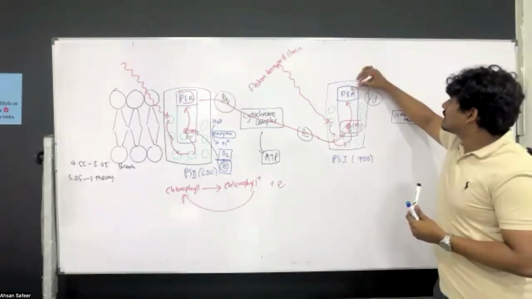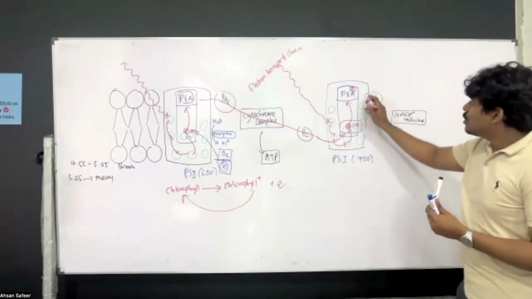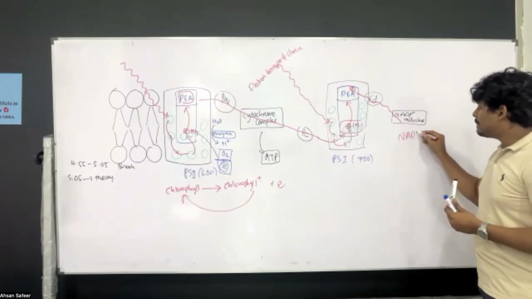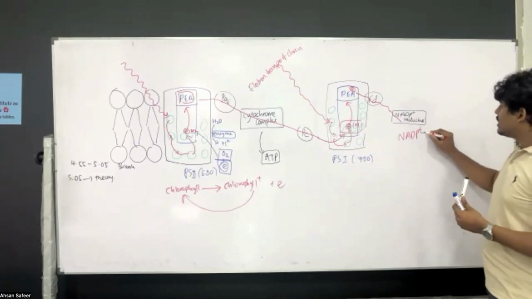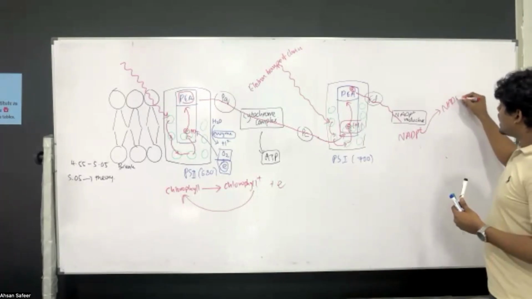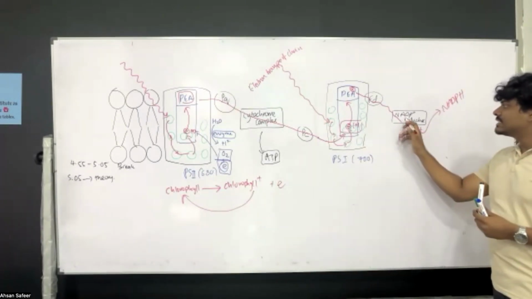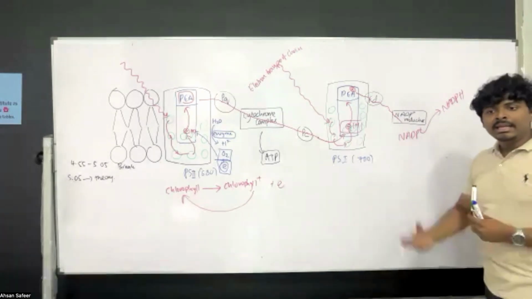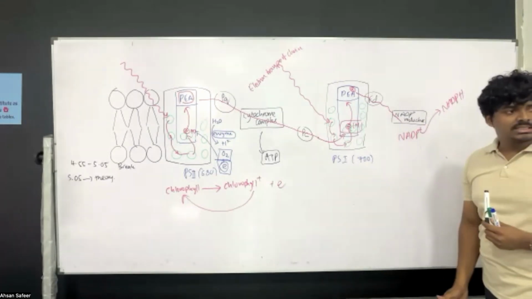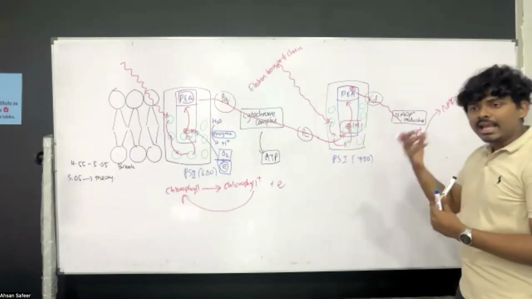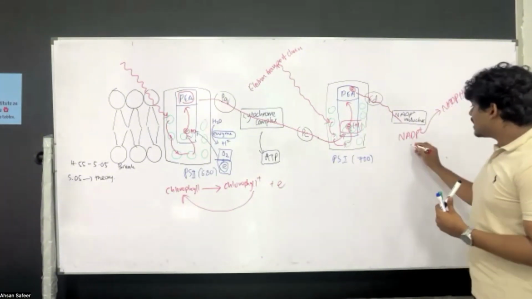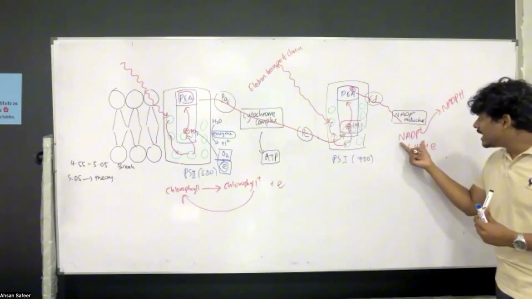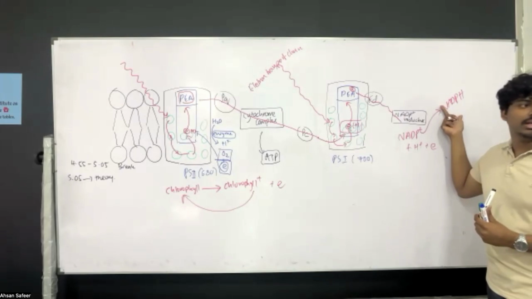Now this electron that is here will go through another electron transport chain and cause NADP plus that is present to be converted to NADPH. That is why it says NADP plus reductase. What does that mean? It is reducing NADP plus. So what is reduction? Gaining of electrons. So NADP plus will gain H plus and electrons. So when this happens, this NADP plus will become NADPH.